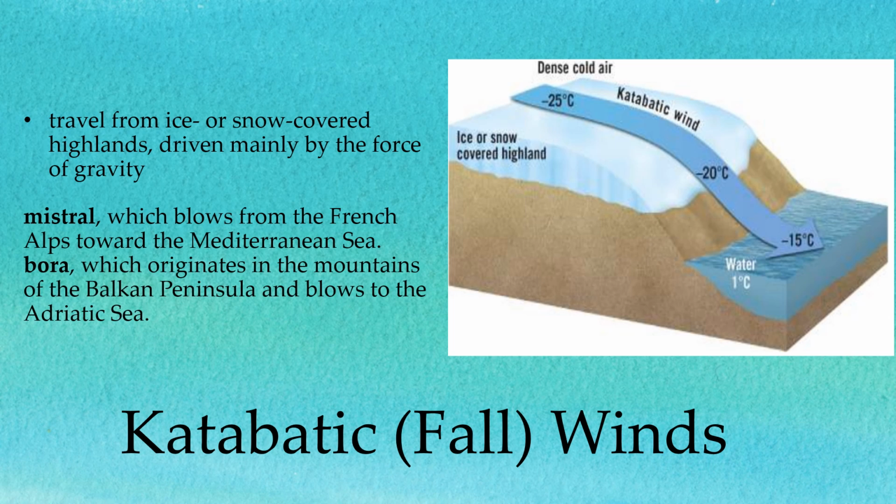This is how it goes from the ice or snow-covered highland. It travels towards the lowland, mainly driven by the force of gravity. It travels down, and as it cascades over the rim of this highland, it falls, and even if it travels down and is heated adiabatically, the initial temperatures are still so low that the wind in the lowland is still colder and denser than the air it displaces.